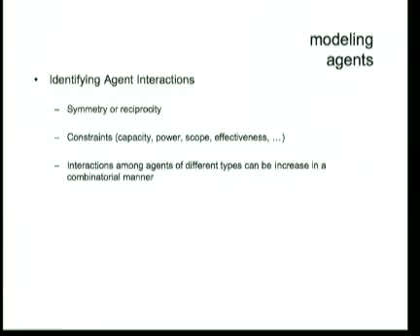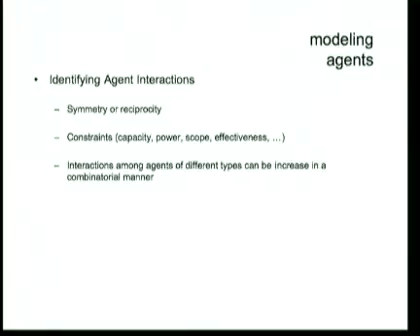Another aspect of agent interactions is the notion of symmetry or reciprocity. If the agents have symmetry in their actions, then the encounter produces concomitant effects in each agent. In other words, no agent is dominant in terms of producing the effect. There's reciprocity. It's possible that there may be asymmetry in the encounters.